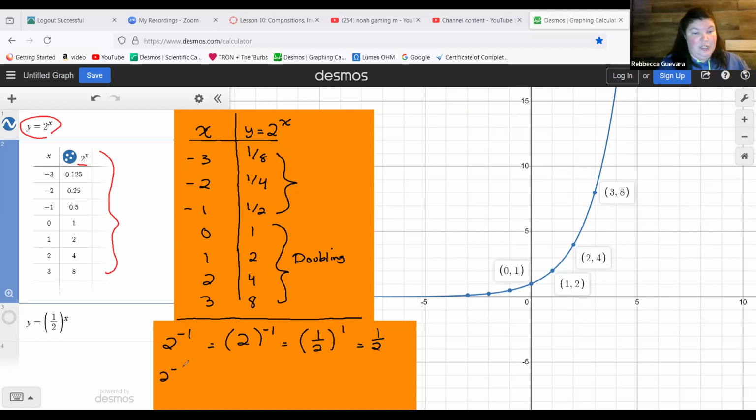If I say 2 to the negative 2, it's the same idea. I need the reciprocal to turn that power into a positive. This is 1 over 2 times 1 over 2, 1/4. 2 to the negative 3 is just that 2; we're going to do a reciprocal of 1/2. So that power changes from negative 3 to 3. 1/2 times 1/2 times 1/2 is 1/8.